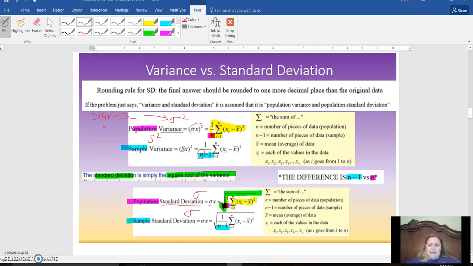Other symbols that we learned: n is sample size, like how many things in your data set. X bar, that's mean. So you know some of this. We're just going to put it all together, and it's not going to be as scary.